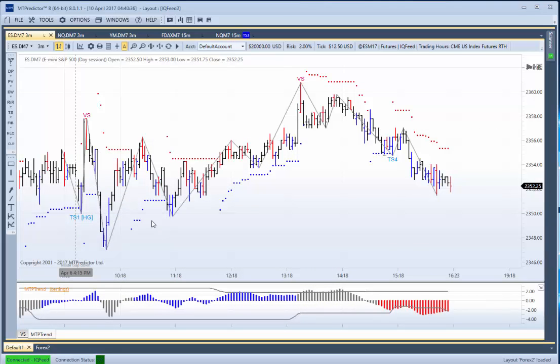Right, in today's MTPredictor video I'd like to look at how to use the higher time frame charts and particularly our decision point areas for larger degree support and resistance. There's some very good examples on the ES minis yesterday, which was actually Friday, the 7th of April.